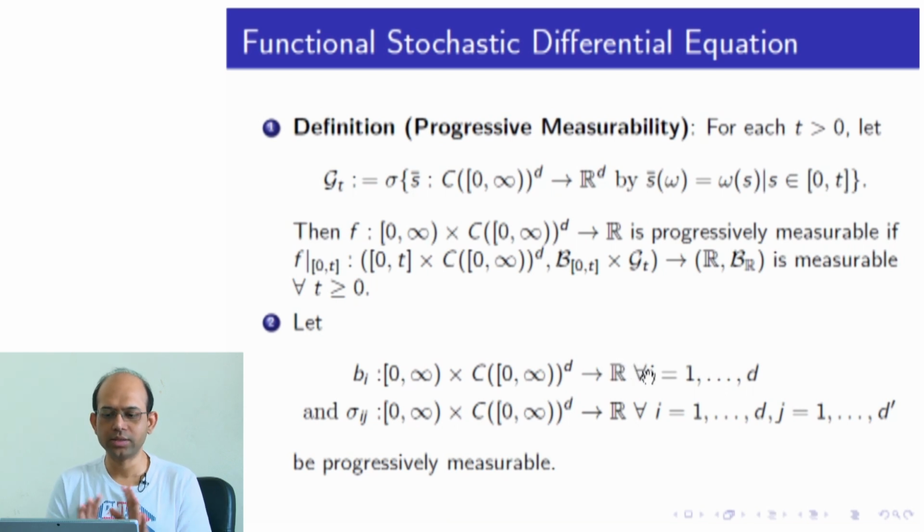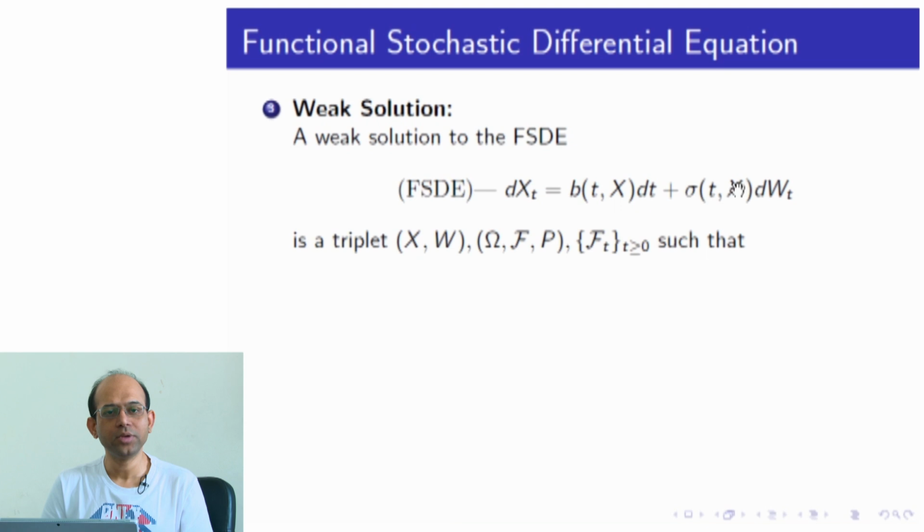I'm presenting only the one-dimensional thing here, okay, and sigma_ij is defined on [0, infinity) times C([0, infinity), R^d) to R, progressively measurable. There is a typo, it should be R to the power d. So b_i is taking a time t and the whole d-dimensional path, and should give me a point in R^d, and sigma_ij is taking a time point t and the whole path, and also should give me a proper matrix, so that the matrix multiplication with the Brownian motion gives me a d-dimensional point.